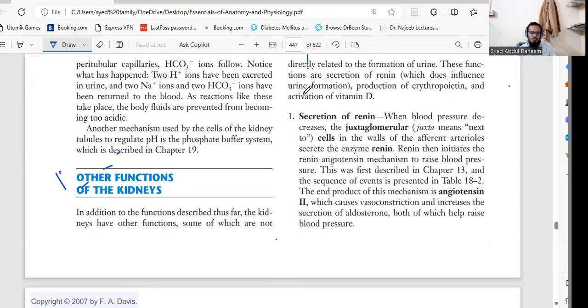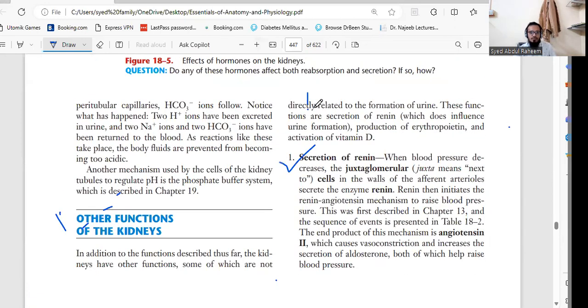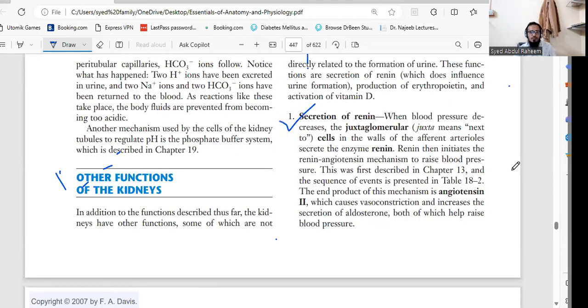What are the other functions? These are also very important: secretion of renin, production of erythropoietin, and activation of vitamin D. So these are the three very important topics we have to understand. They have important functions.